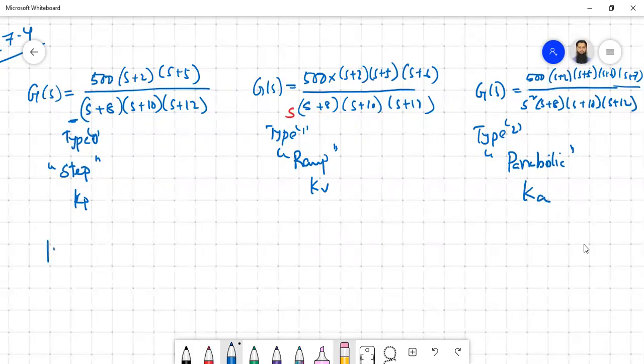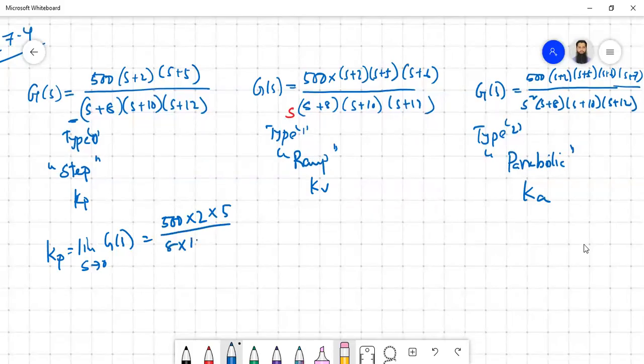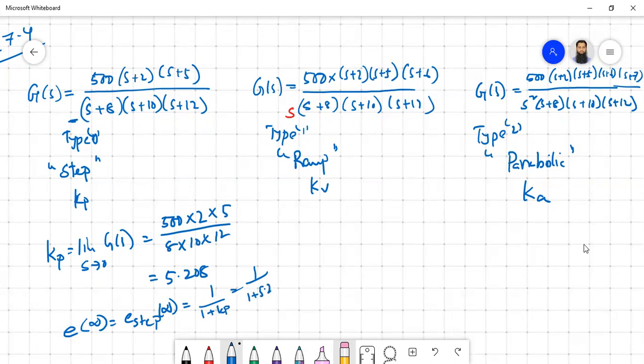So what is the value of Kp? The value of Kp is limit s tends to 0 of G of s, so all the s will be replaced by 0. So 500 into 2 into 5 divided by 8 into 10 into 12. The magnitude is around 5.208. If you are interested in the steady state error, it is basically 1 by (1 plus Kp), that is 1 by (1 plus 5.208), which is approximately 0.161. Okay, so this is the first one.